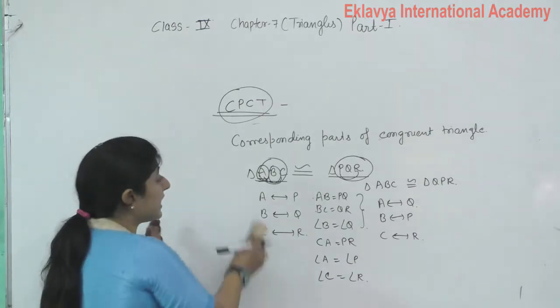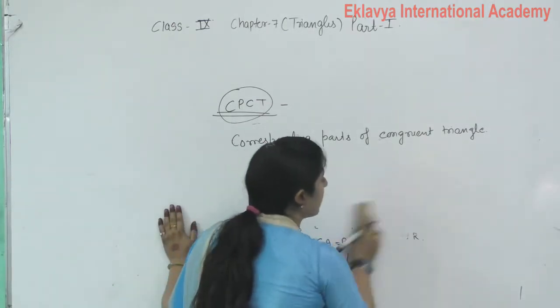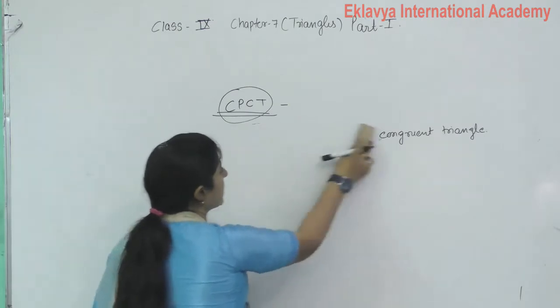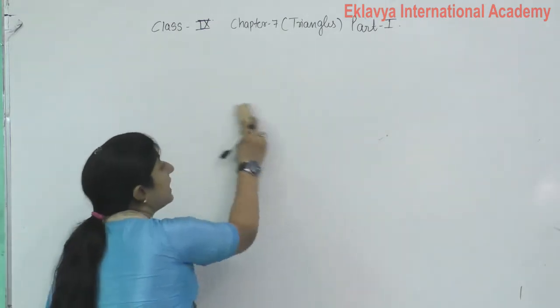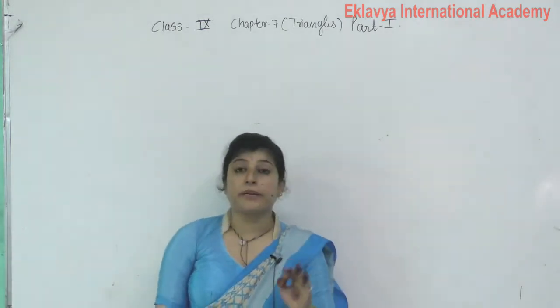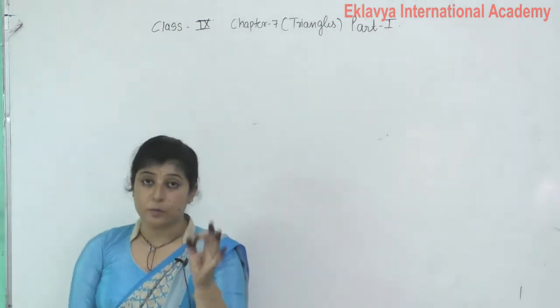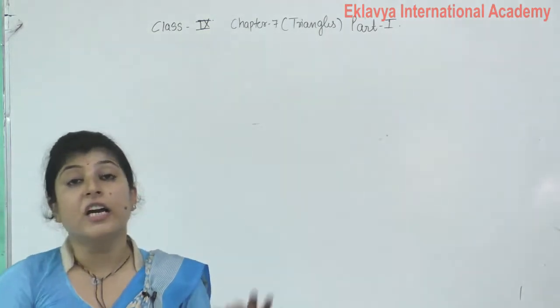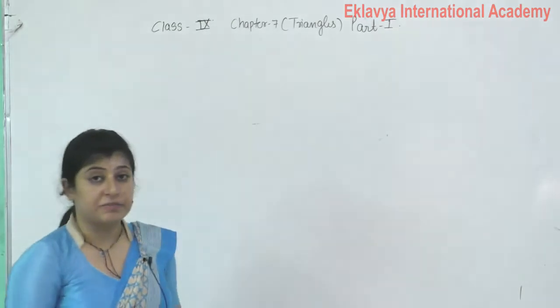This will be clearer in the examples, or when we solve questions related to this. But remember it, what is the meaning of CPCT? That is corresponding parts of congruent triangles.